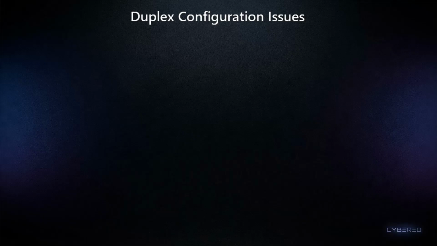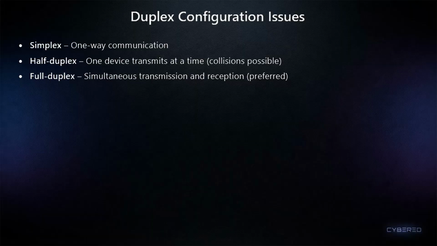Duplex defines how devices transmit and receive data. So we have simplex, one-way communication. Half duplex, where one device transmits at a time and collisions are possible. And full duplex, simultaneous transmission and reception, and this is preferred. The Cisco interfaces support auto, half, and full.